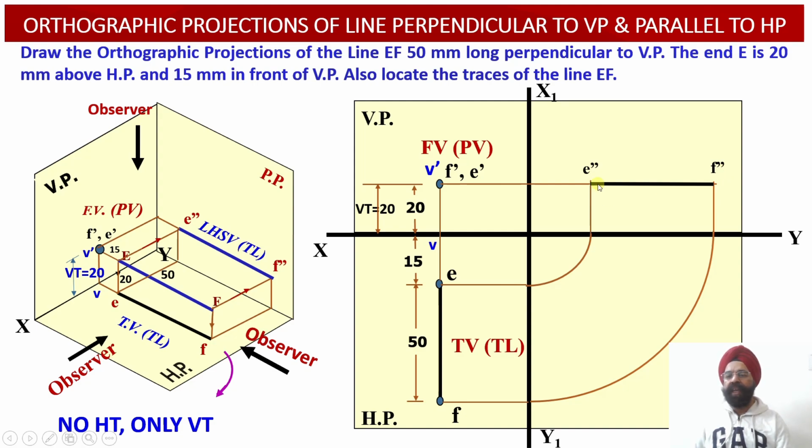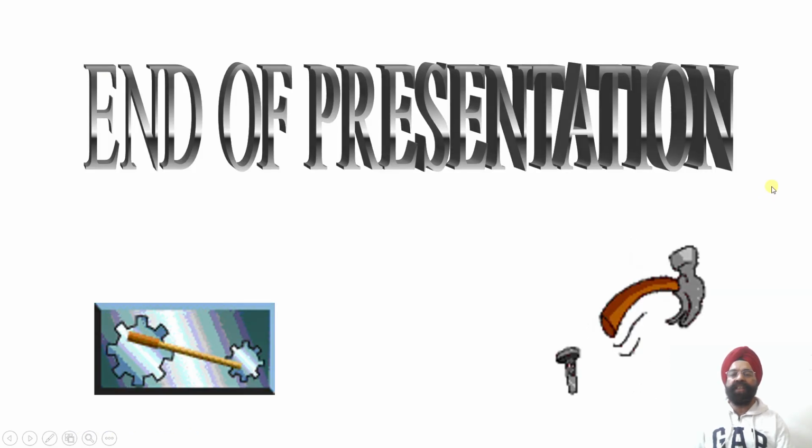Now, if we join E double dash with F double dash, we will find that the left hand side view projection which we have obtained represents the true length projection of this particular line. So this way we have been able to develop the top view true length projection, the left hand side view true length projection, and the front view point view projection of this line EF, which is perpendicular to VP and parallel to the horizontal plane. Besides this, we have also evaluated the traces of this particular line. So this is all for today.